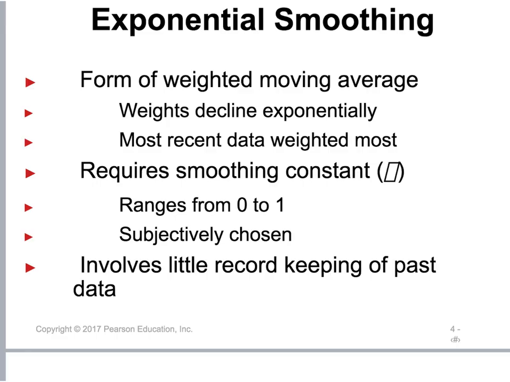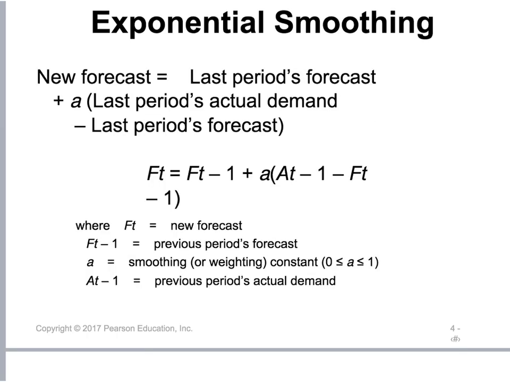Next approach, exponential smoothing. It's a form of the weighted moving average, but here we have a constant called alpha. It ranges from 0 to 1, and it doesn't require a ton of historical data. So the forecast using exponential smoothing is: the new forecast is equal to the last period's forecast, not the actual, mind you, the last period's forecast, plus alpha times the last period's actual demand minus the last period's forecast.